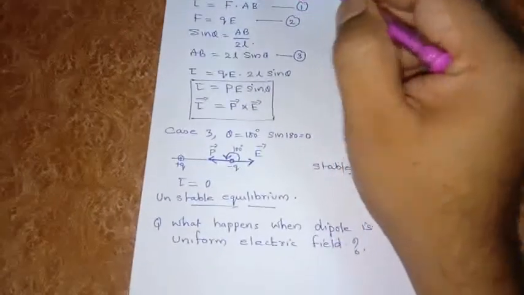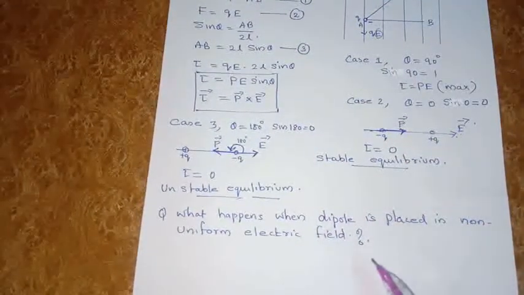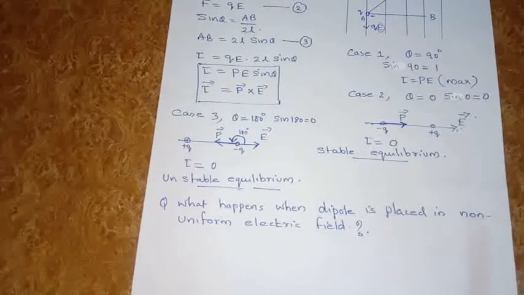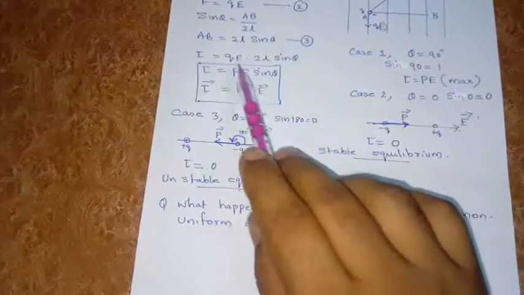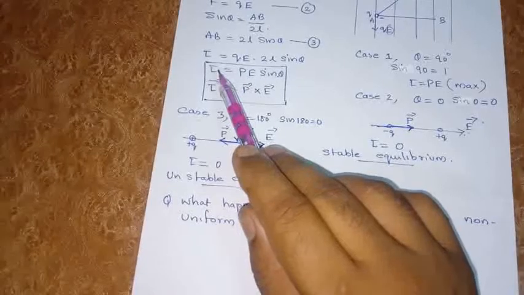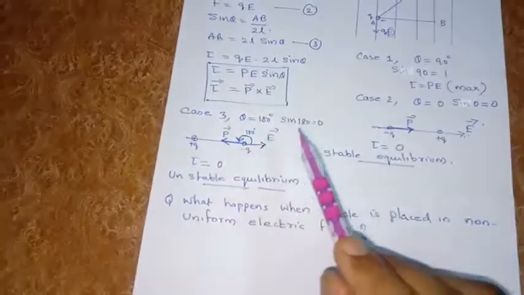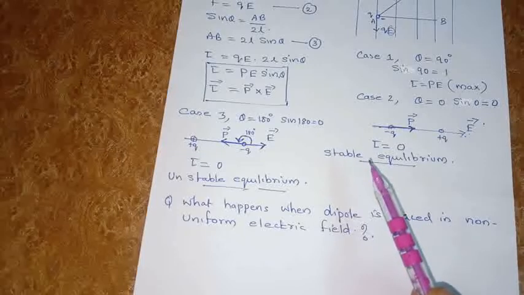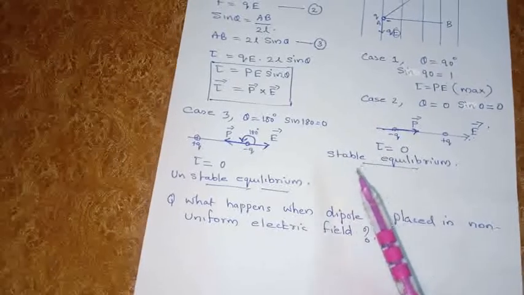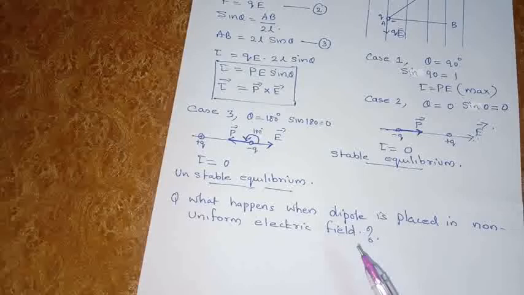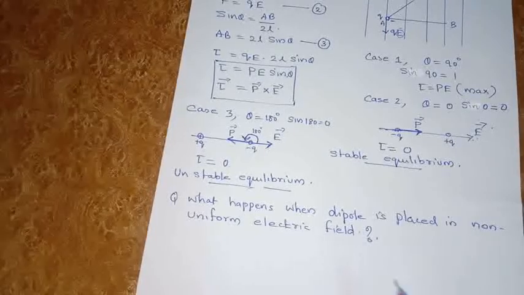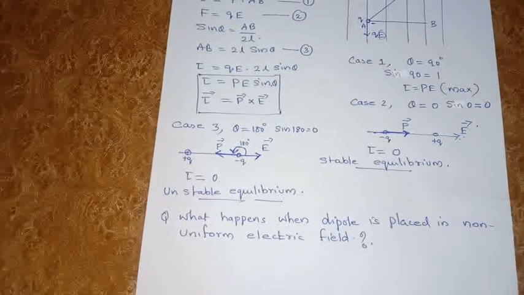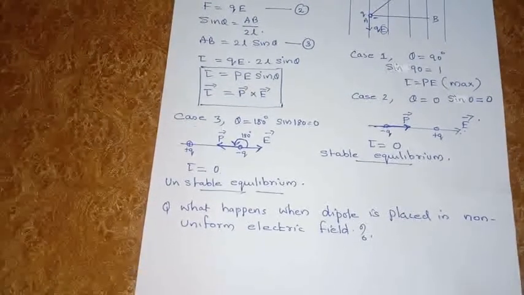So when the dipole is placed in a non-uniform electric field, due to that unbalanced force, there exists a translatory motion also. Of course, there will be a rotatory motion, there will be a torque. In addition to that torque, there will be a translatory motion also, because the net force acting on the dipole will not be 0. So the answer for this question is, when the dipole is placed in a non-uniform electric field, in addition to torque, the dipole experiences a net force, therefore there will be a translatory motion also.